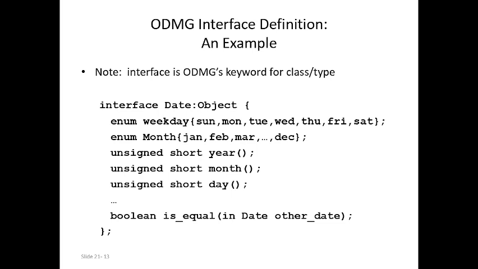Hence, an interface may inherit behavior from several other interfaces. A class may also inherit behavior from several interfaces via the colon notation, in addition to inheriting behavior and state from at most one other class via extends. So here we have a date object with these attributes. Boolean is, that is one operation, behavior. So, state plus behavior.